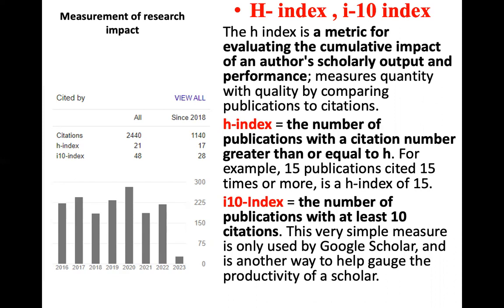If my H index is 21, that means 21 of my research papers have been cited at least 21 times. And if you see my total number of citations, it has crossed 2500 now, meaning 2500 citations of my work. Why have they cited? Because it has been published in journals of high reputation. So H index is what? It reflects the number of times people have cited your research papers.